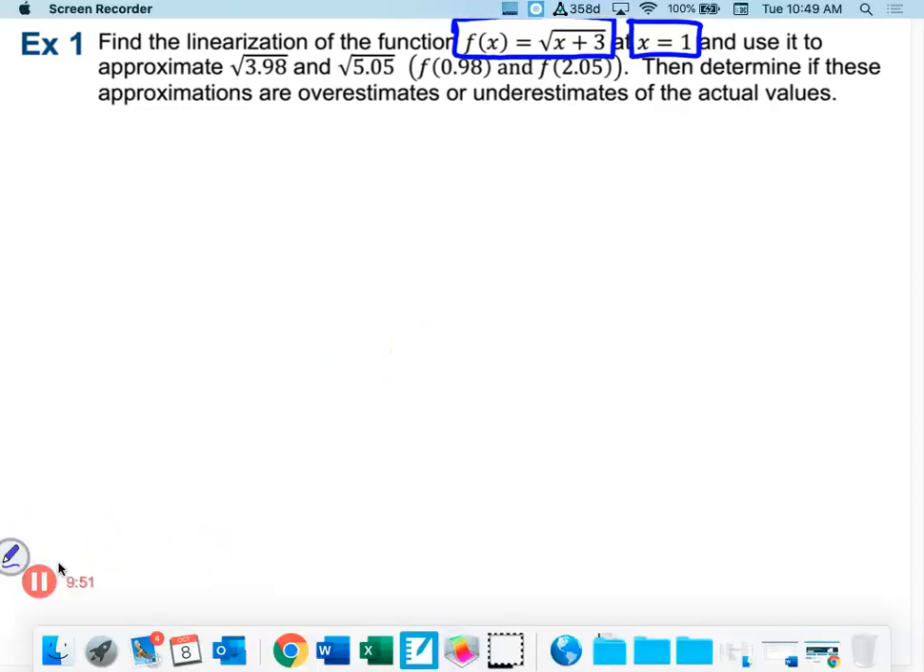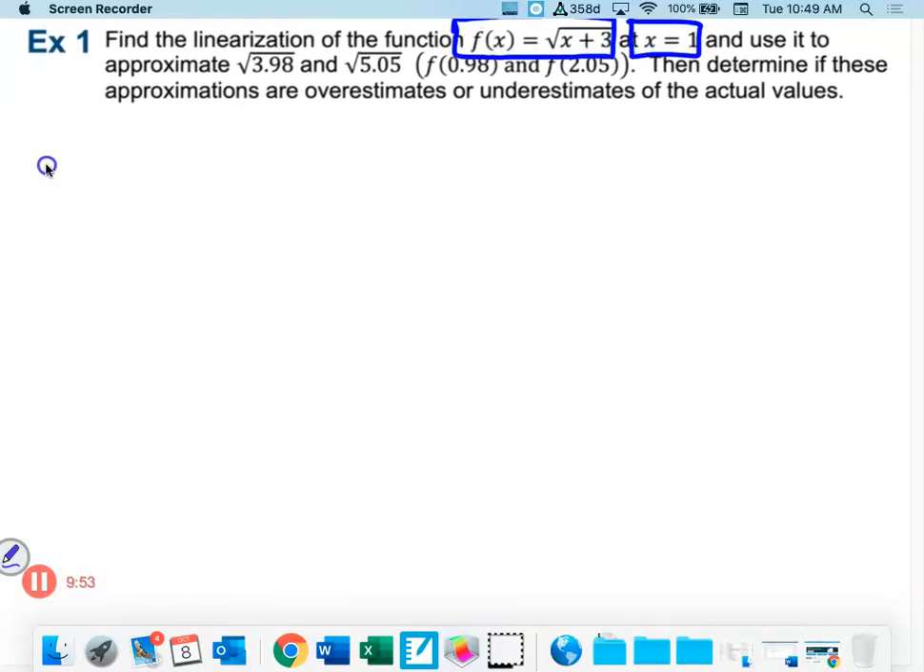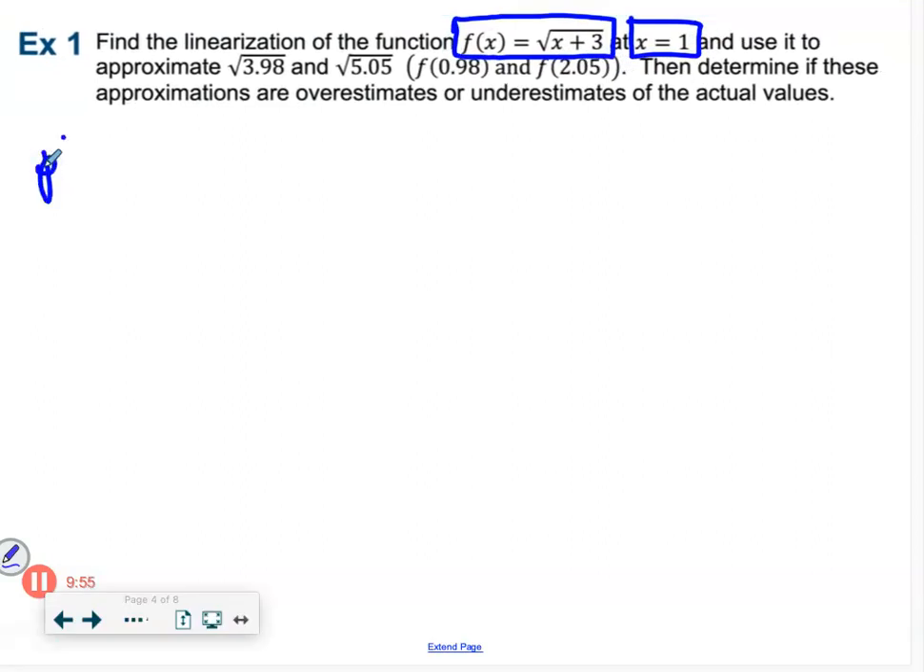Okay, so first let's find the point. So to find the point, we need f of 1, which is square root of 4. Is that plus or minus 2 or just 2? Just 2. Are you sure?